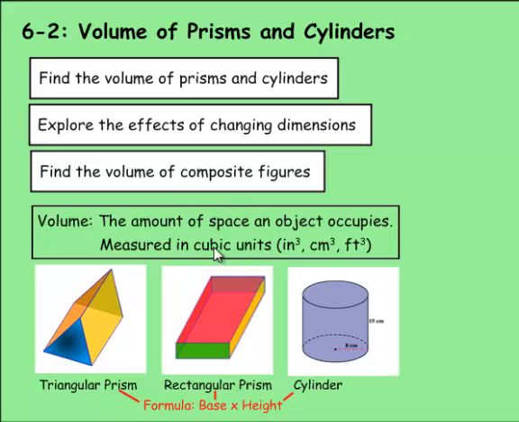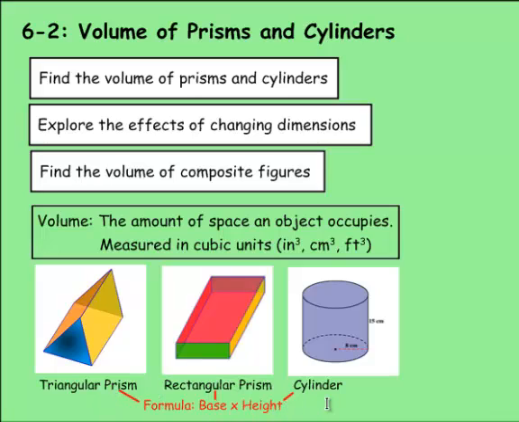And it's measured in cubic units. So literally think cubes here. So how many cubic inches could you fit inside this rectangular prism? That's how you measure volume. We're going to find that the same formula is used for all the shapes that we're working with today: triangular prisms, rectangular prisms, and cylinders. And that formula is base times the height. You find the base, and you multiply it times the height.